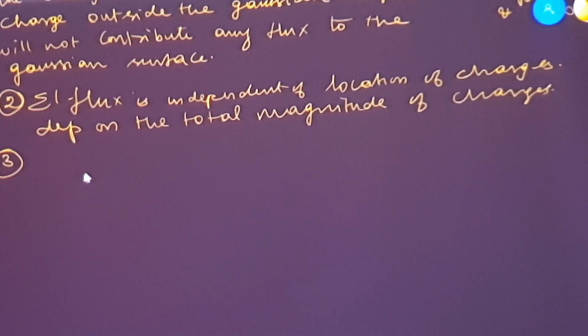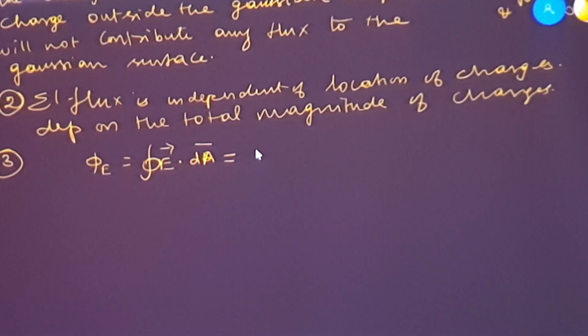Let us consider this equation again. What is that equation? The flux available, phi of E, is given by the closed integral of E vector dot dS vector or dA vector, which is equal to, what is this phi E?